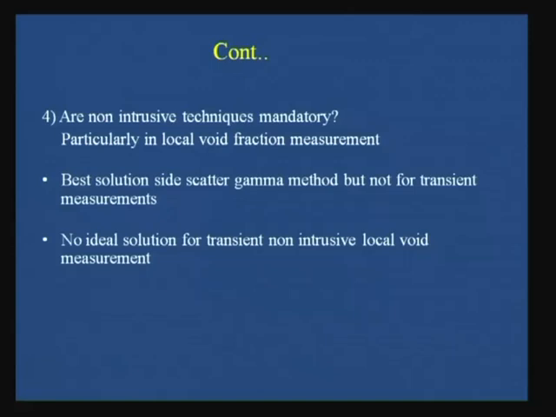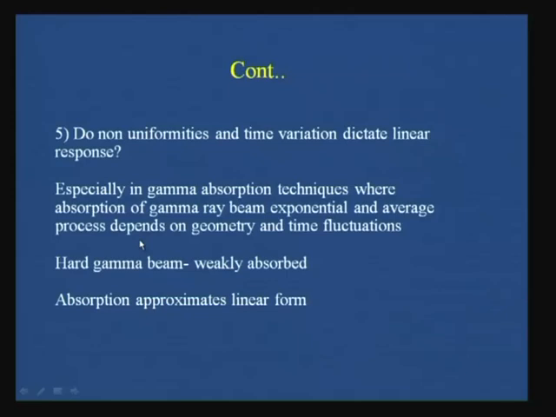Remember one thing which is very important: if you want to measure the local void fraction by a non-intrusive technique and transient, there is no ideal solution. This is very important, no ideal solution for transient, non-intrusive local void fraction measurement. Remember this. Other thing is, if time variation and non-uniformities are there in the flow, under that condition usually we would like to have a linear response, as I was telling. In slug flow etc., if the response is not linear, it is a problem. So, for linear response, what do you have to do?